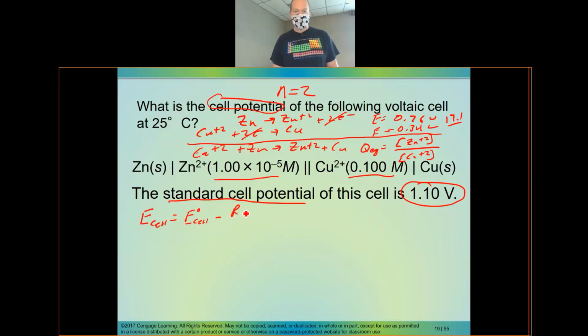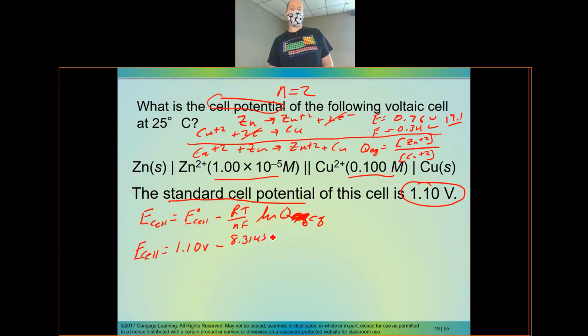Minus RT over nF times ln of Q. I'm going to put Q_EQ, or you could put Q_C, it doesn't matter, you just put Q. So E cell, that's what we're looking for. We have the E naught cell, that is 1.10 volt. We have R, that is 8.314 joules per mole Kelvin. We have the temperature, it is 298 Kelvin. We wrote out the reaction and saw 2 electrons gained, 2 electrons lost, 2 moles of electrons. And Faraday's constant, which is 9.65 times 10 to the 4th coulombs per mole of electrons.